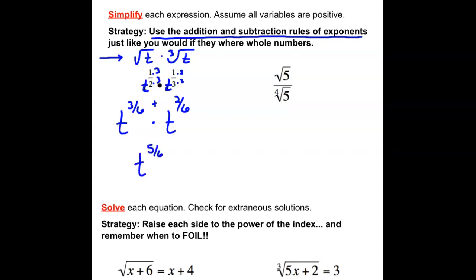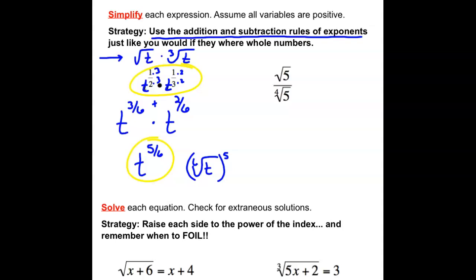I would accept that answer. We can also convert it back into its radical format if we want. It's the 6th root of t to the 5th power. But since our original question was given with fraction exponents, we can go ahead and leave it like that.